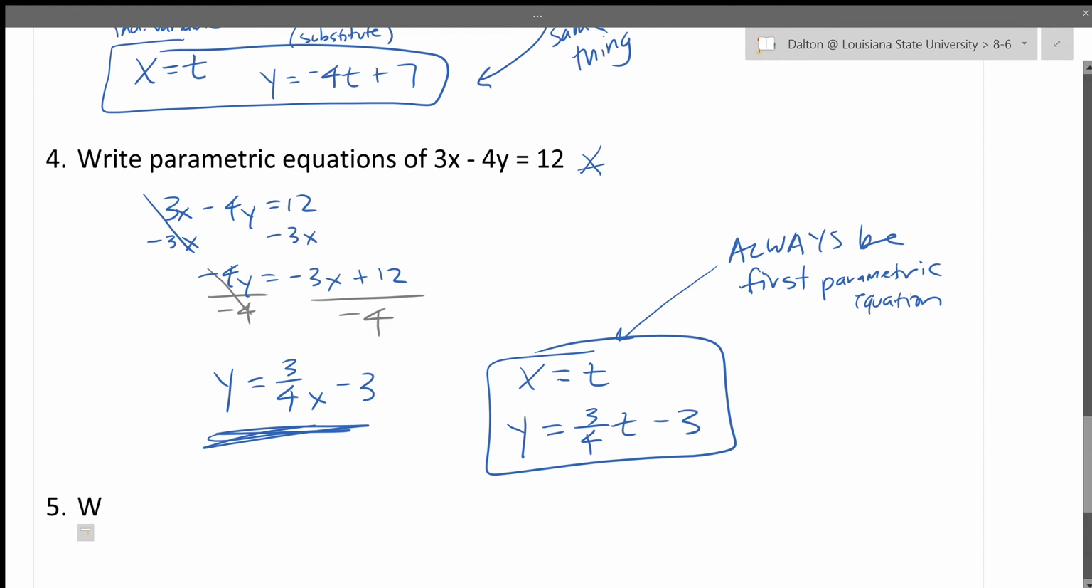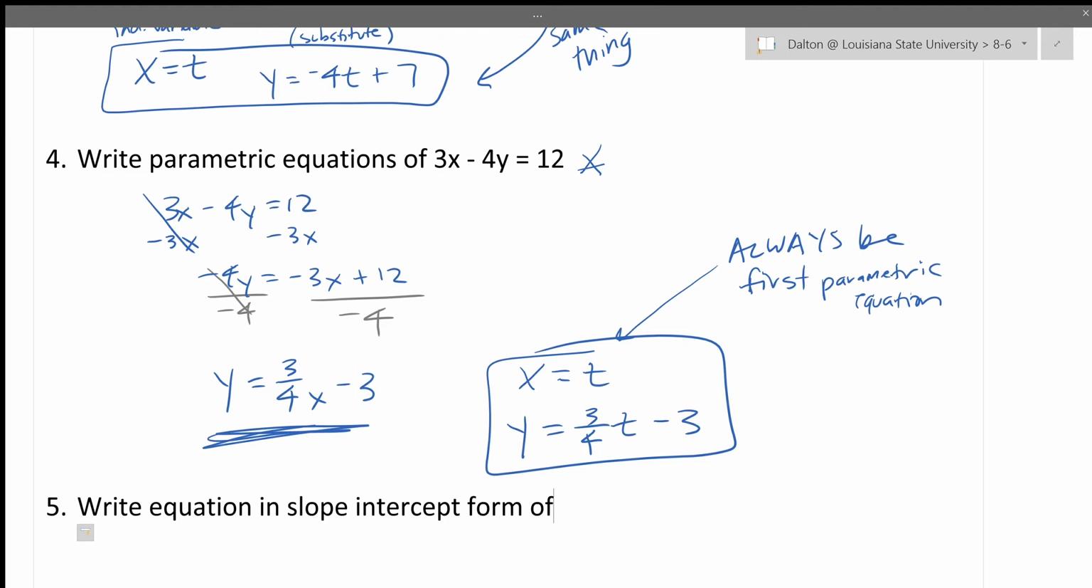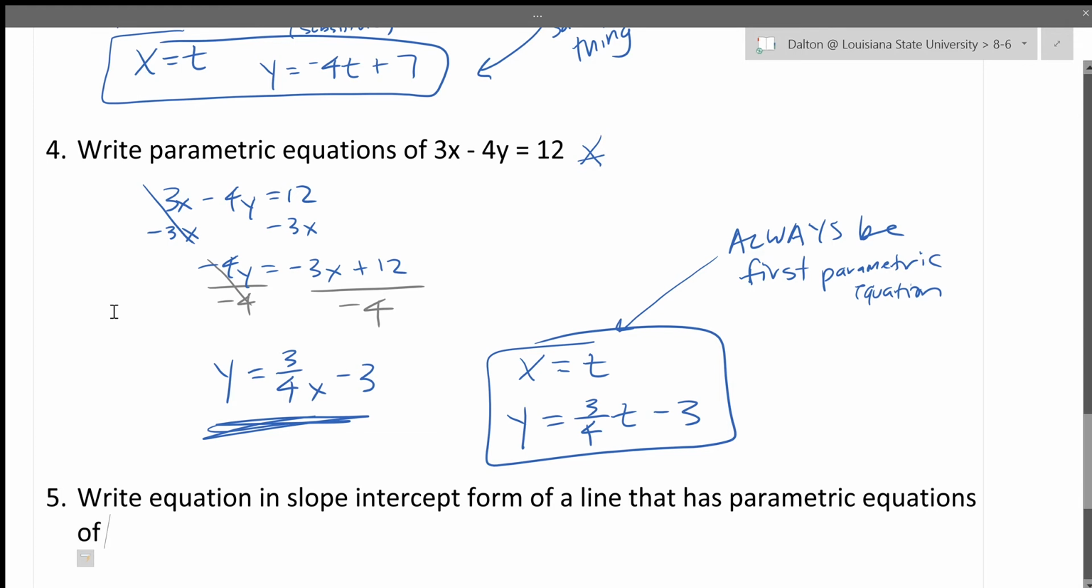Okay, number 5. I want you to write an equation in slope-intercept form of a line that has parametric equations of x equals -3 plus 4t and y equals 3 plus 4t. So now this is going to go backwards. In the last two problems, I gave you slope-intercept form and you had to tell me parametric equations. Now we're going backwards.